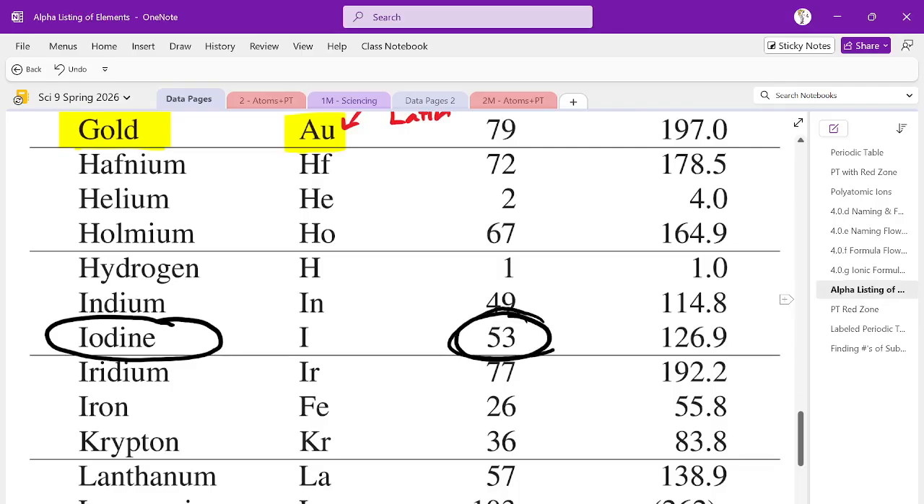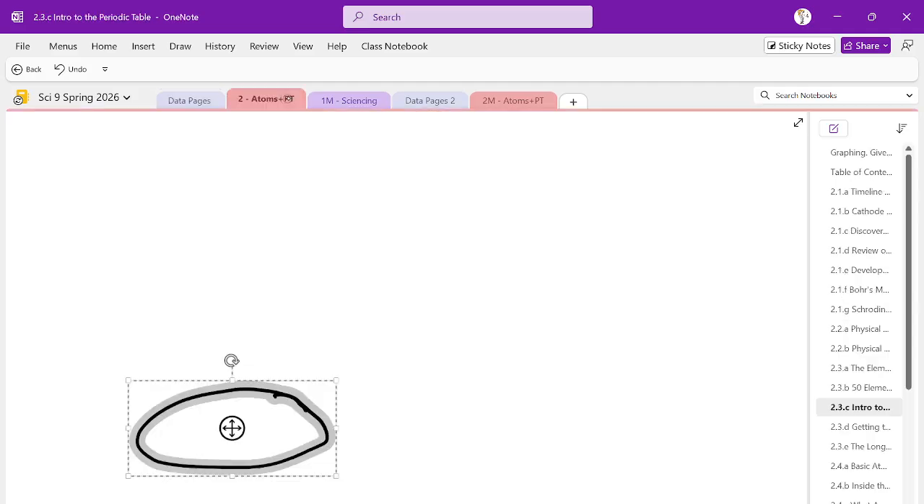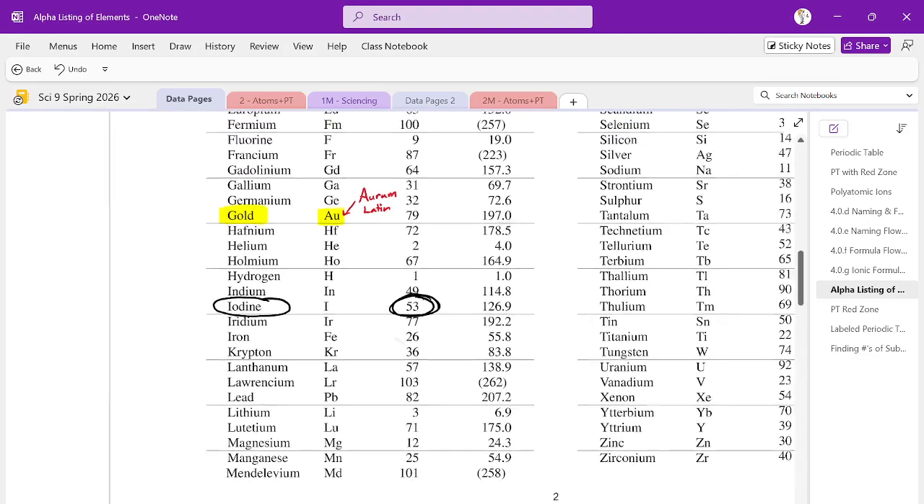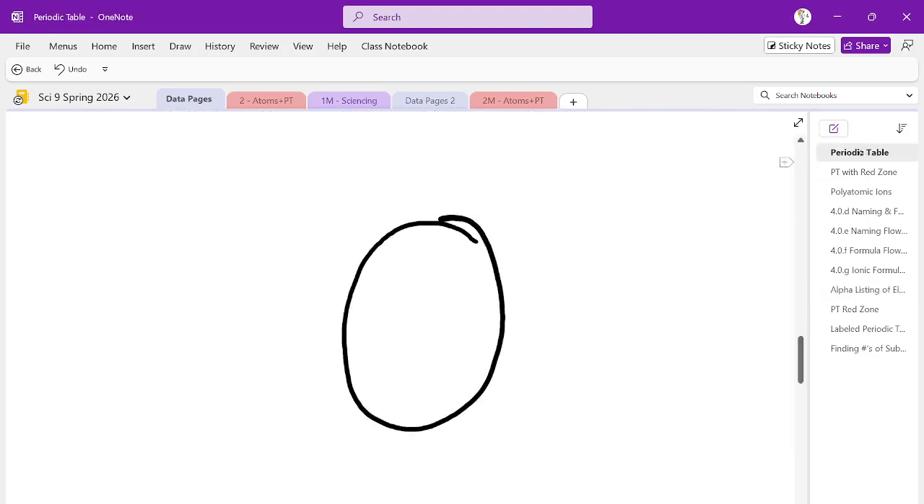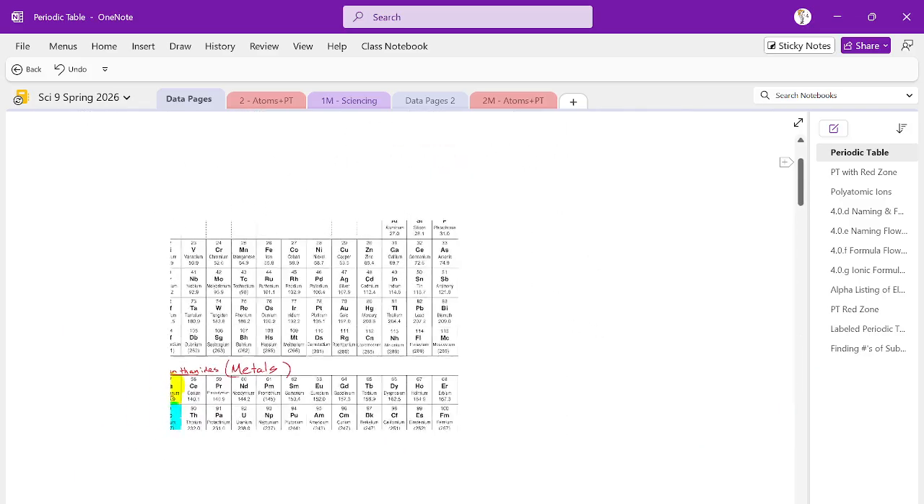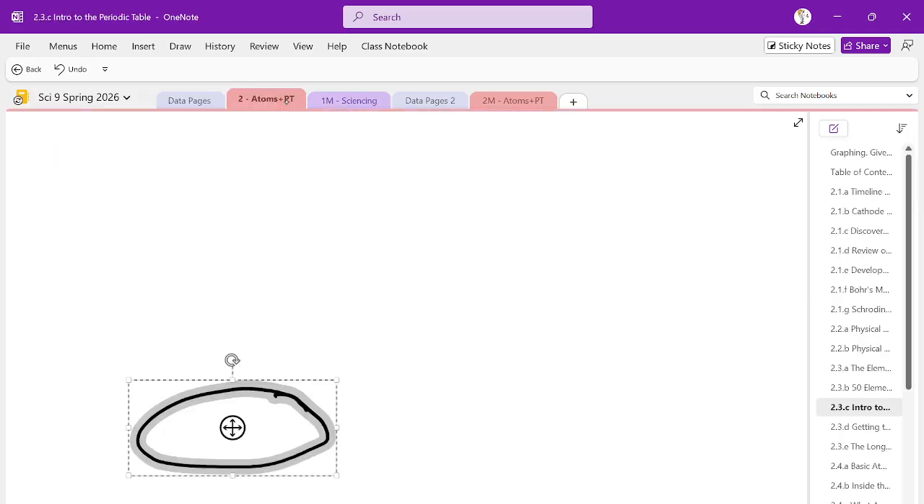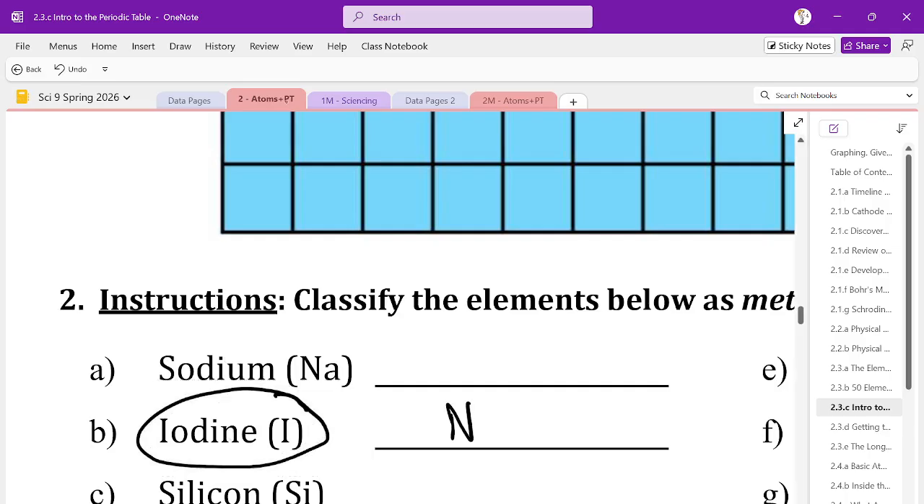Okay, look up its number. It's that first number without a decimal. And then you can say, where is iodine? Iodine is over on the right-hand side. On the right-hand side, are those metals or are those non-metals? Those are non-metals. So you're going to write down that iodine is a non-metal.